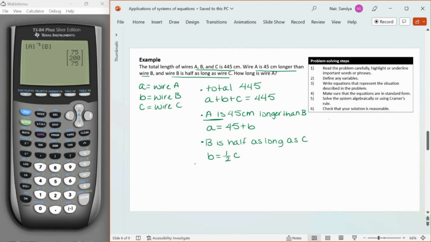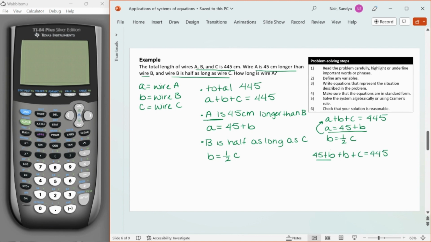Okay, so now we have our system of equations. We have A plus B plus C equals 445. We have A equals 45 plus B, and then we have B equals 1/2 C. Okay, so now let's think about what we can do to go ahead and simplify this system. Well, I noticed that I have this already solved for A, right? So this tells me the value of A. So what I can do is plug this into my first equation using substitution. So then I would get 45 plus B, because that takes the place of A, plus B plus C equals 445.